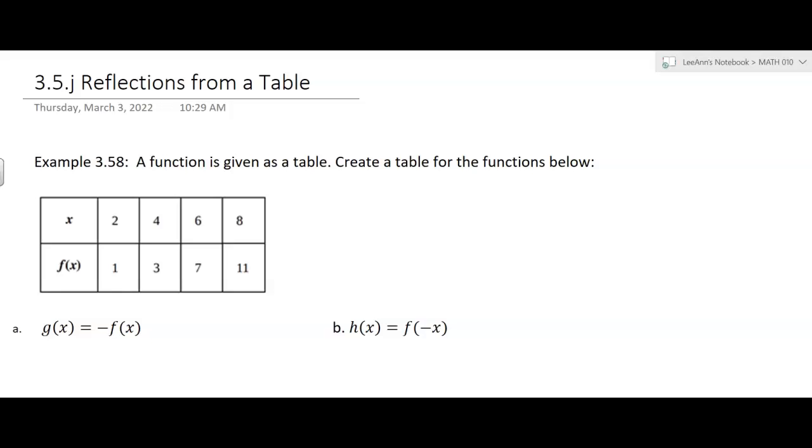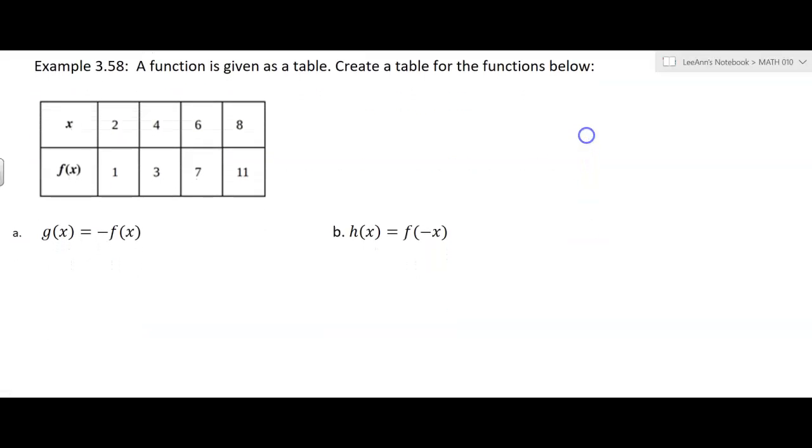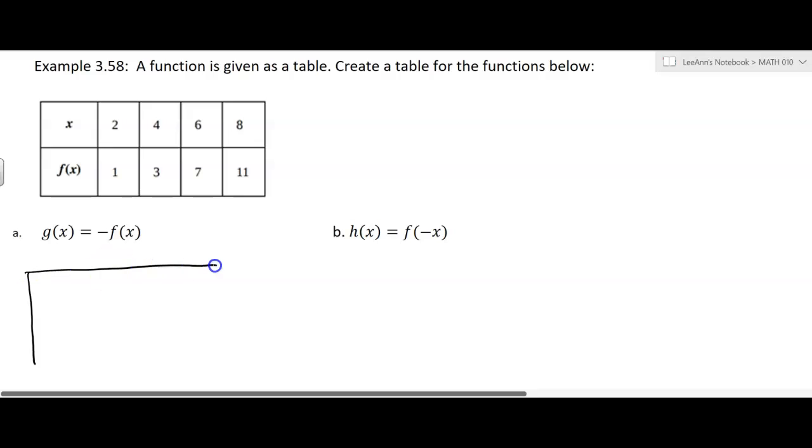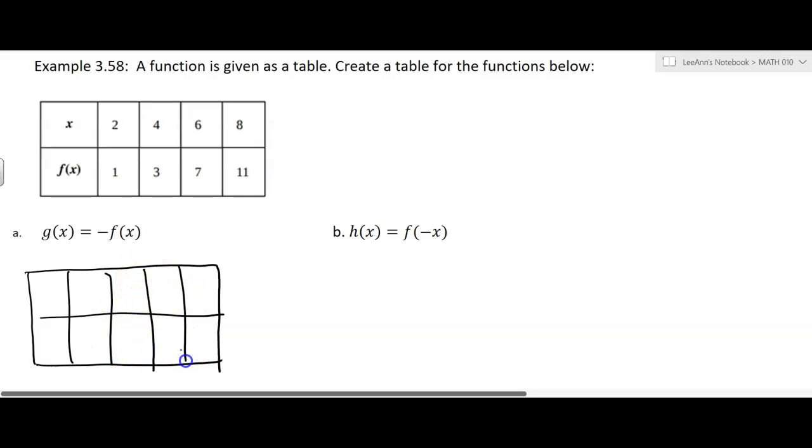Okay, so now we're going to look at these reflections from a table. We're not going to graph it, which is not super exciting. I mean, you could graph them, and that'd be great. Okay, so let's see, this first one, we're going to make a table. And we're going to have x and g of x.